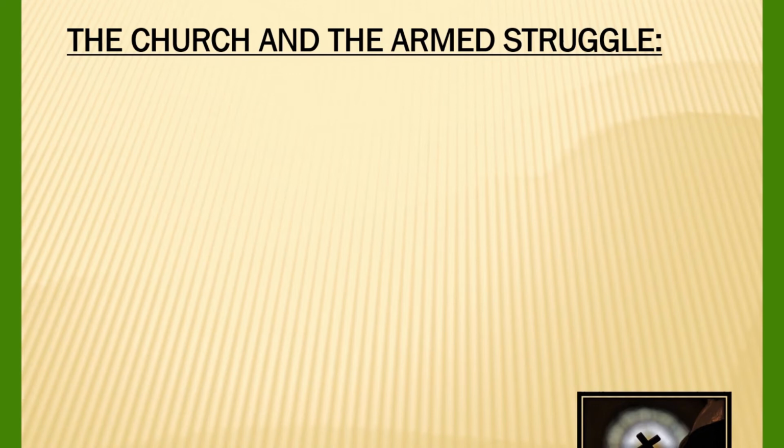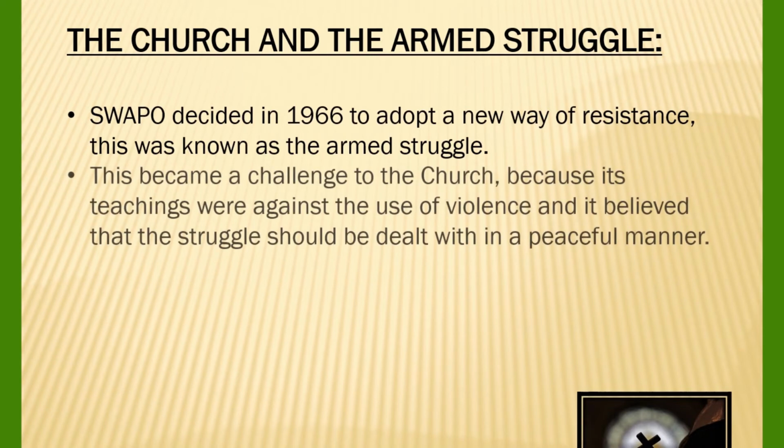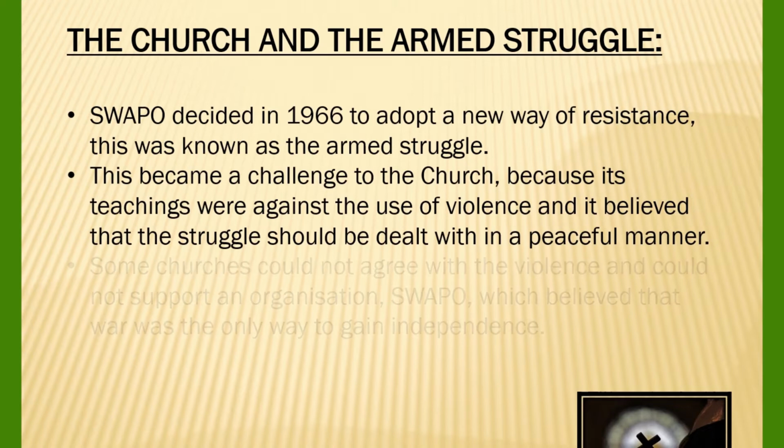Now let's look at the Church and the armed struggle. SWAPO decided in 1966 to adopt a new way of resistance, which was known as the armed struggle. This became a challenge to the Church because its teachings were against the use of violence, and it's believed that the struggle should be dealt with peacefully.